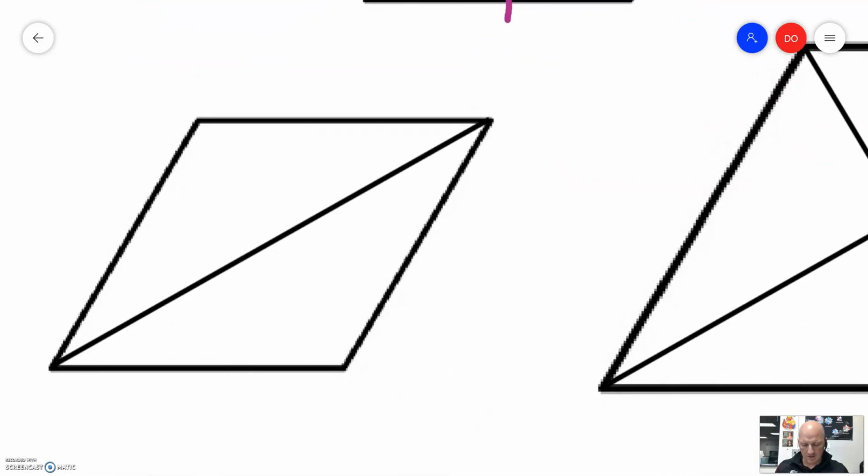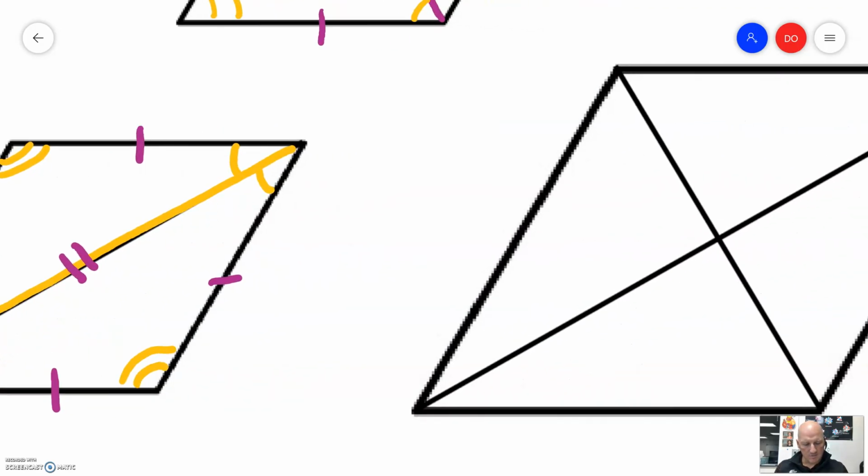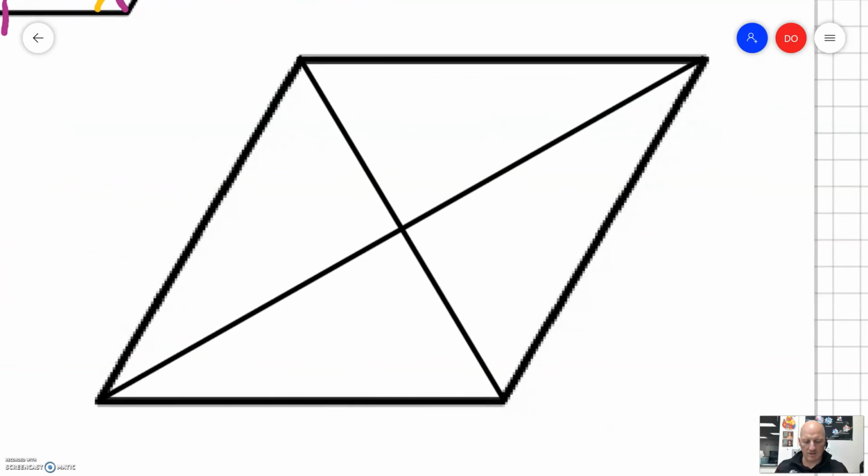Same thing works if we draw on the other diagonal. This diagonal splits the opposite angles of the parallelogram into two congruent parts when it's a rhombus. So I have congruent angles here and here. Opposite angles of a parallelogram are congruent. And all four sides being congruent, middle section congruent to itself, and again we have two congruent triangles inside of the rhombus.